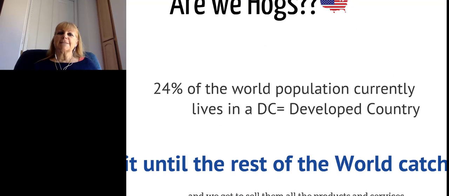But think about this. At this point in time, 24% of the world's population lives in a DC. A DC is not my abbreviation. That's a United Nations World Bank abbreviation. 24% of the world's population lives in a developed economy, which means 76% does not.